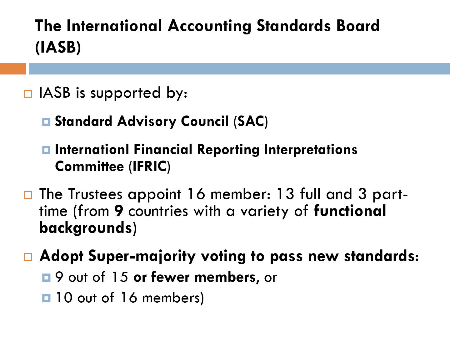And to release or pass a new standard, this IASB has a unique mechanism. The board adopts a super majority voting to pass new standards. So if fewer than the 16 members attend the meeting to pass the new standard, at least 9 out of the 15 members should agree to pass the standard.